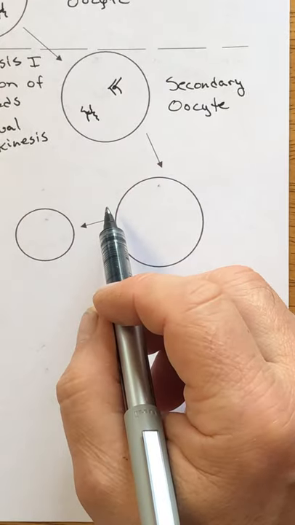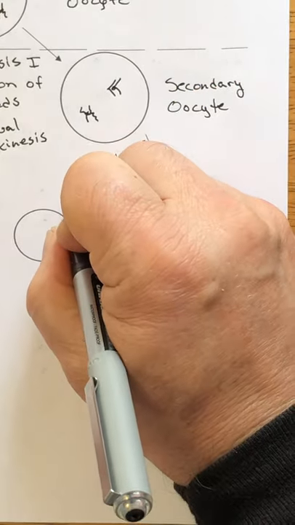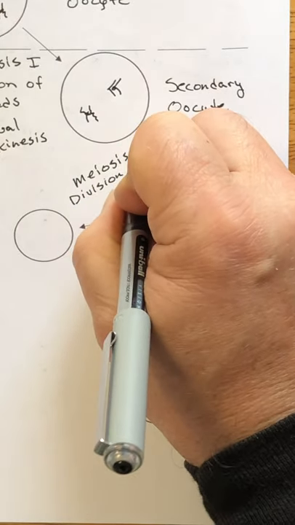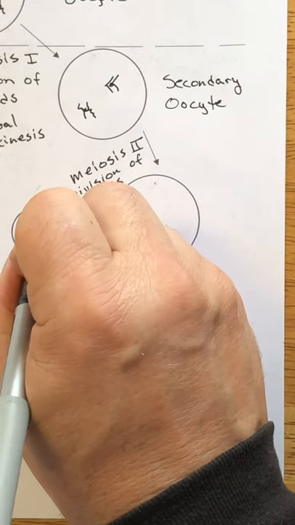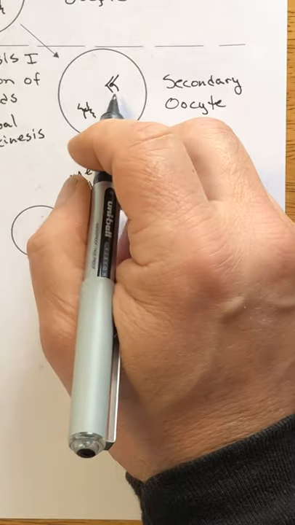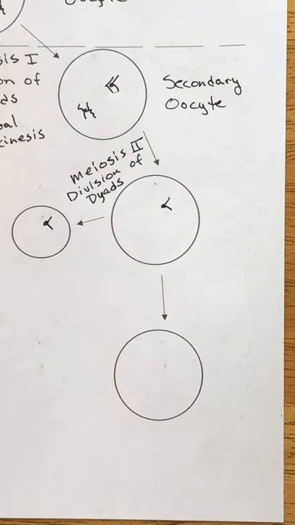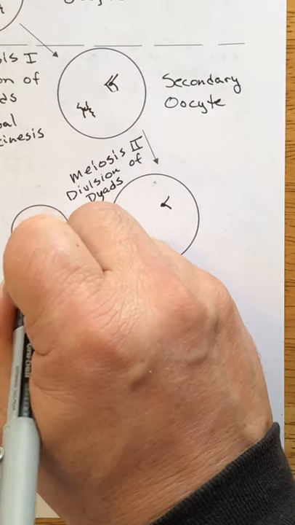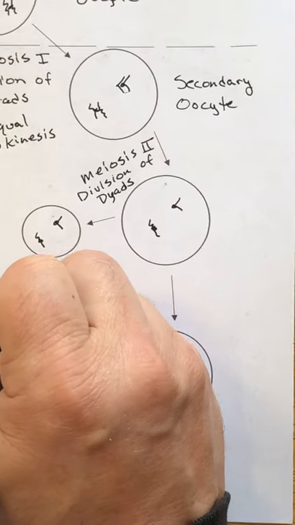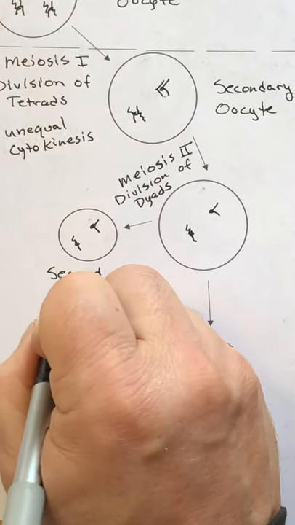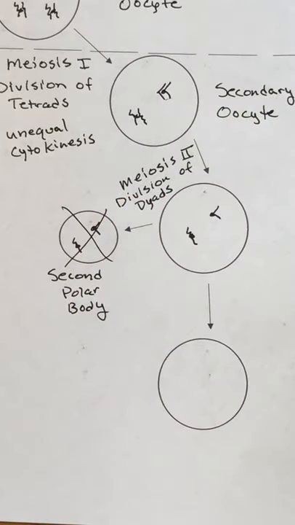Okay, so if that's meiosis one, this is meiosis two. And remember that meiosis two is a division of the dyads. Okay, and so here's our dyad. One chromosome is going to come to what's going to become the second polar body from that dyad or sister chromatid. One chromosome is going to come to this cell, which will go ahead and mature to the mature ovum or egg. This dyad separates, keeps a little piece of that centromere associated with it. This is the second polar body. Again, not viable, breaks down, reabsorbed by the female.